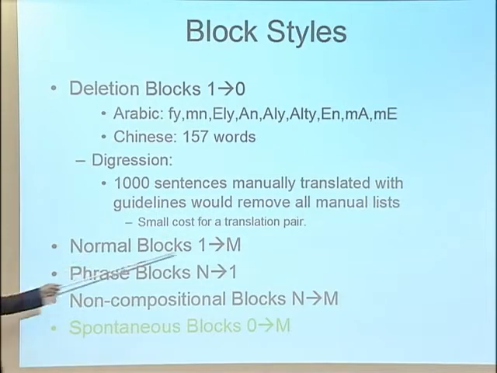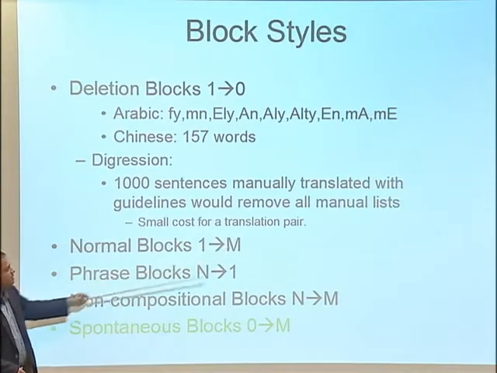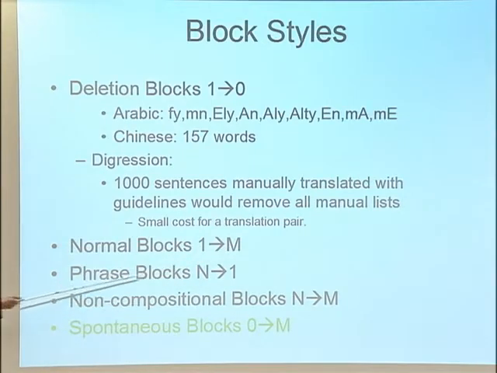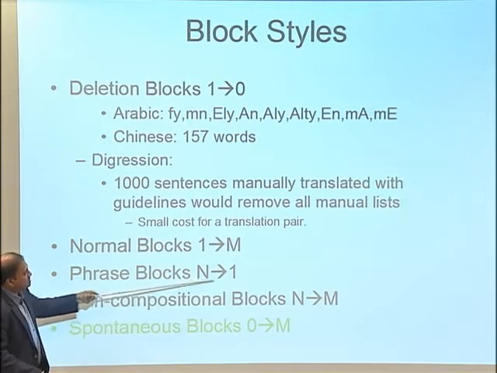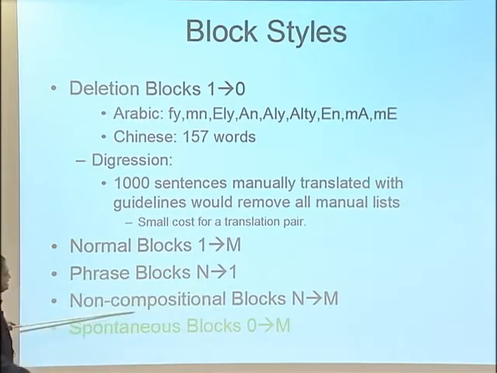Our normal blocks are source size 1, producing m target words. Phrase blocks do n source positions, producing 1 or more target. If it produces more than 1, then we say it's a non-compositional block. These are idiomatic phrases like Humpty Dumpty or peace be unto you, where there's maybe not a one-to-one correspondence between the words.